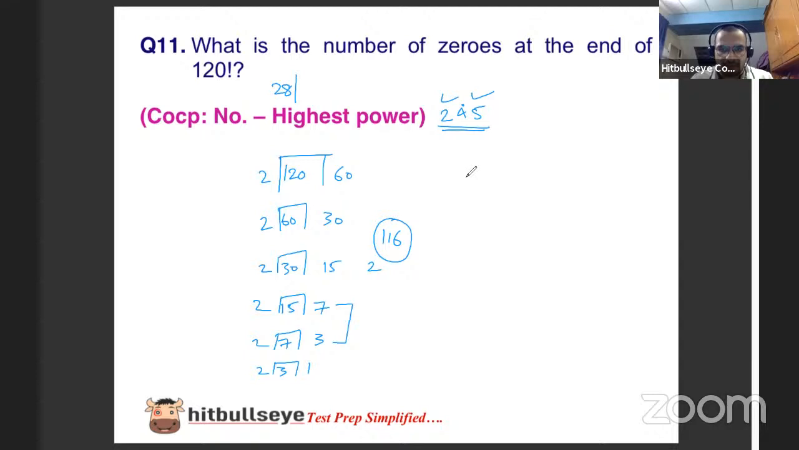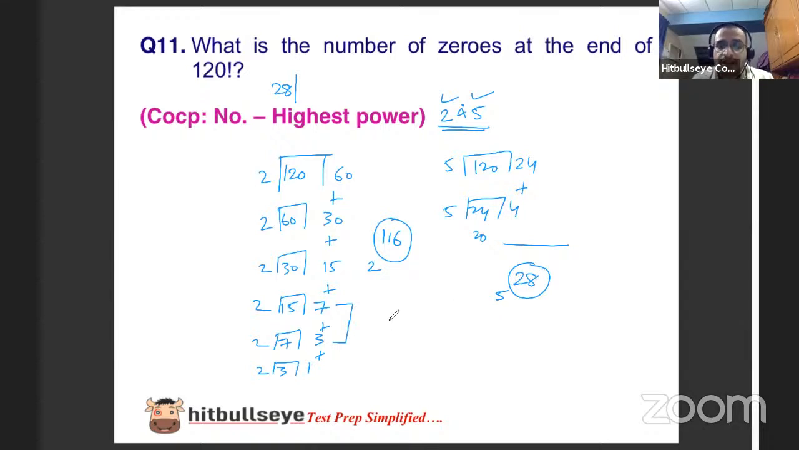Similarly, I'll do it for 5. 120, 24, 4s are 20, and that is all. So I sum up all of these. I get what? 28. This is my highest value of 5 which is possible.